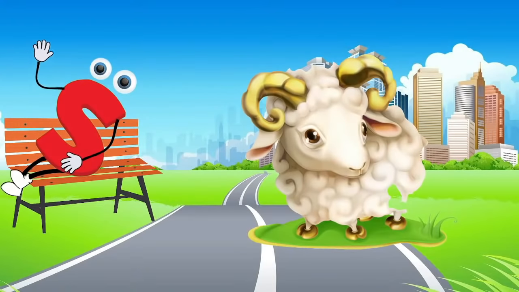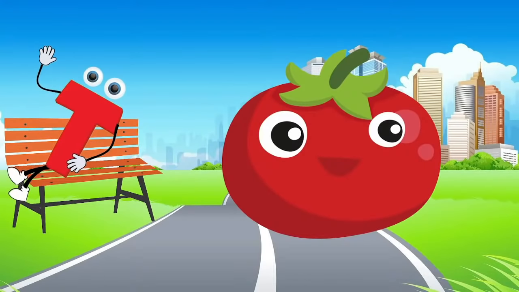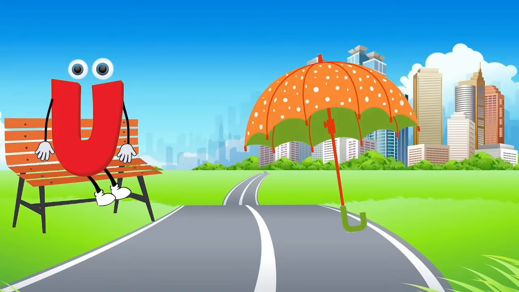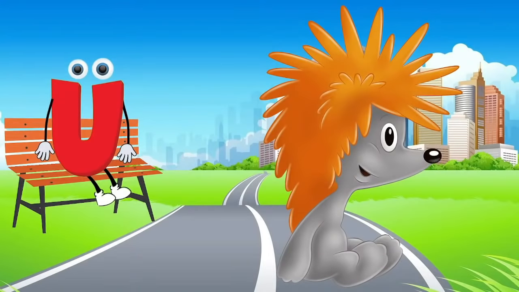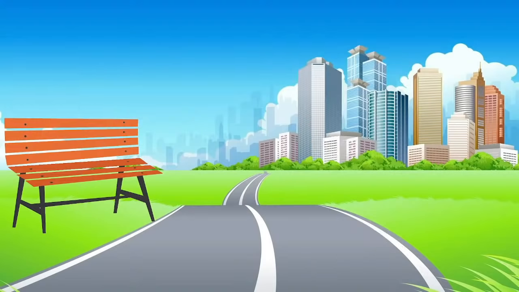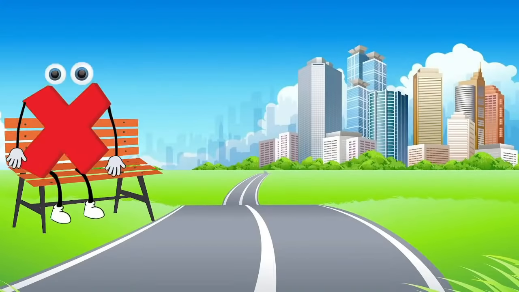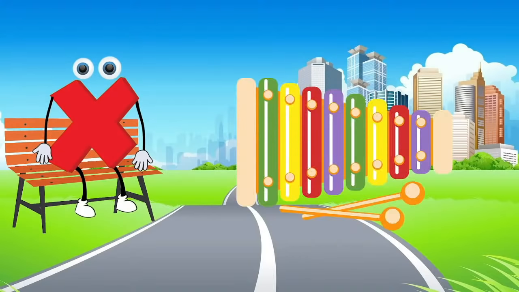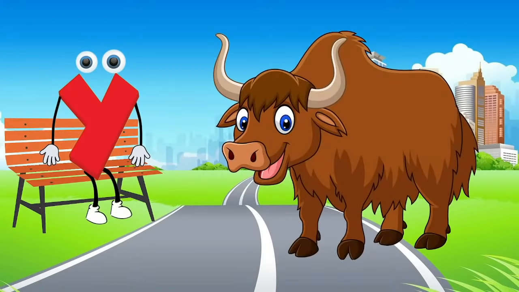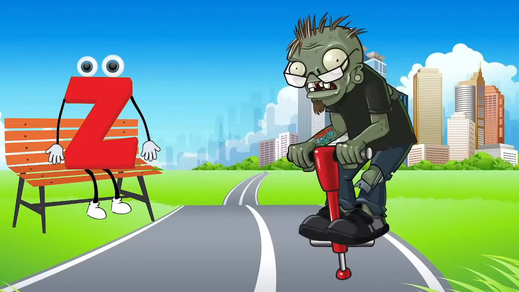S for sheep. S for spider. T for tomato. T for tiger. U for umbrella. U for urchin. V for volcano. V for vase. W for watermelon. W for bull. X for x-ray. X for xylophone. Y for yolk. Z for zebra. Z for zombie.